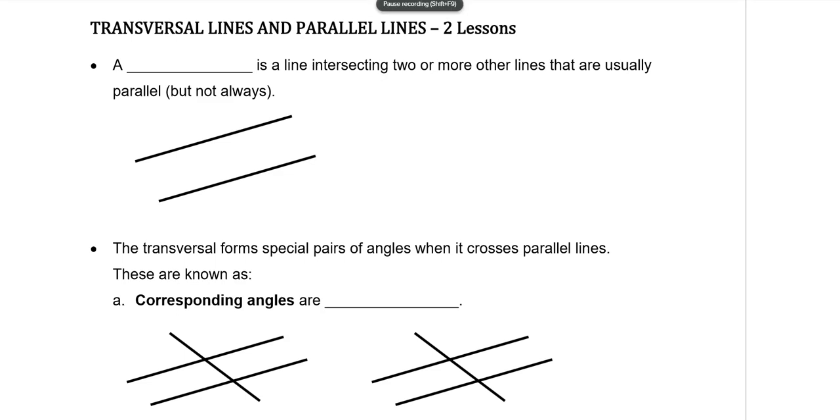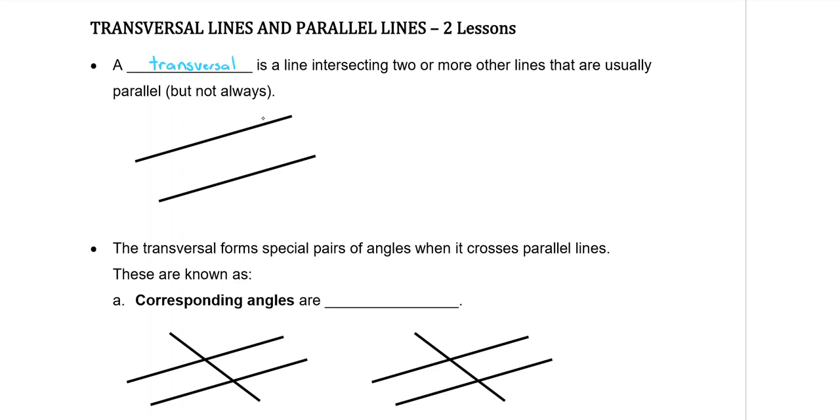Good morning, Year 7. Today we are learning about transversal lines and parallel lines. A transversal is a line intersecting two or more other lines that are usually parallel. And it says in brackets there, not always. But the questions that we're going to be looking at are pretty much always going to be parallel.